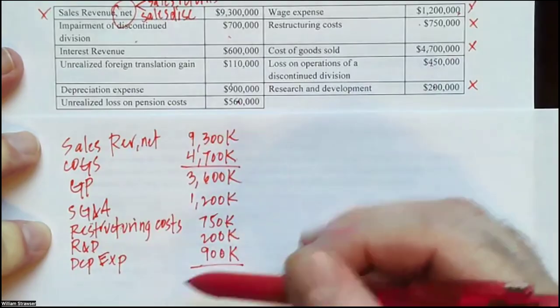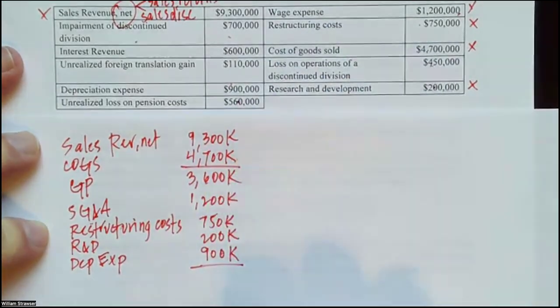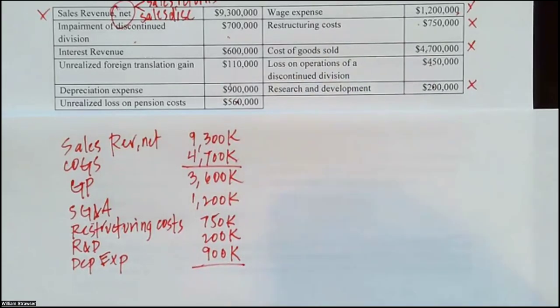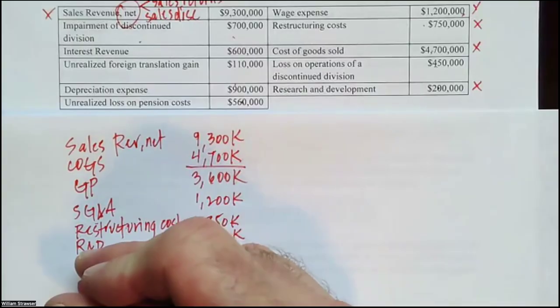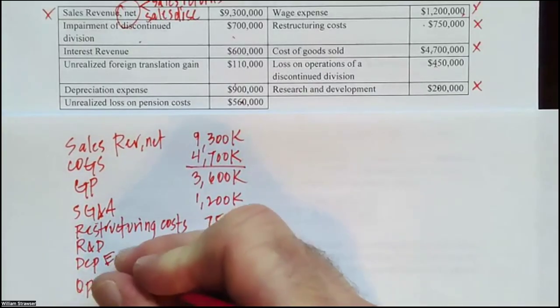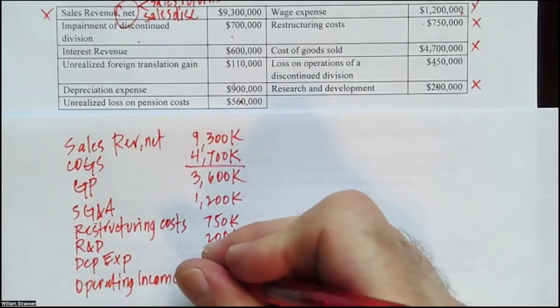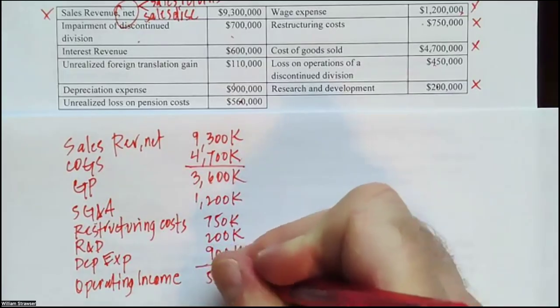None of these are positive. All of them will be subtracted from 3.6 million. So we got 1,950,000 plus 11,000. All right, so after I subtract this, I should have operating income of $550,000.